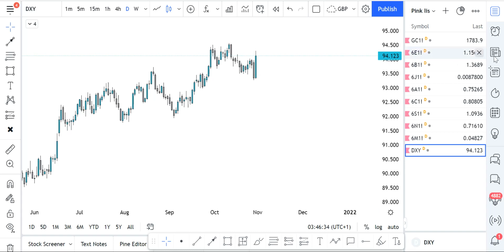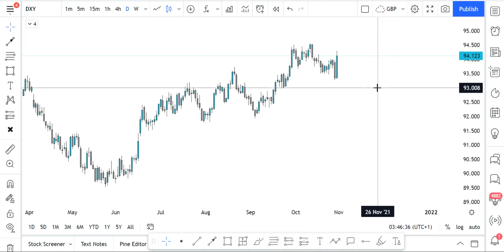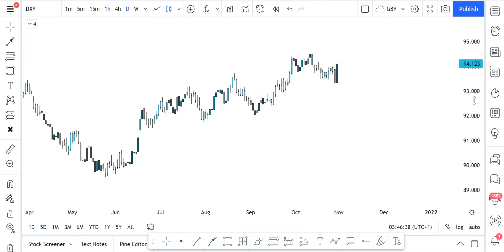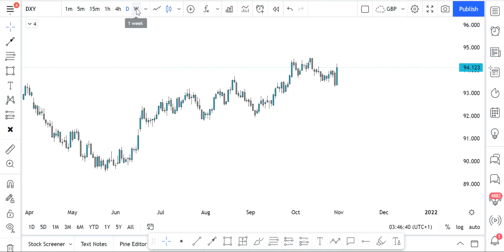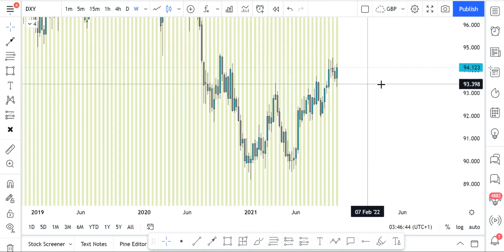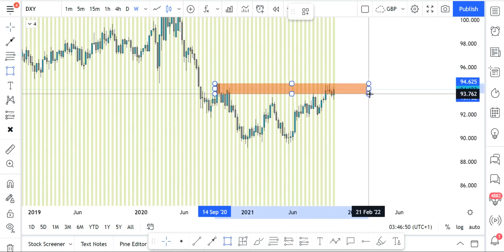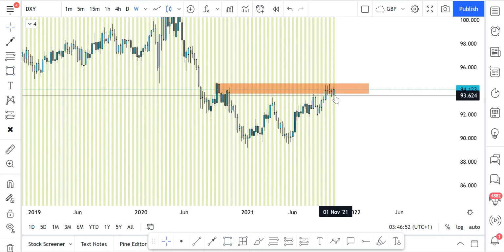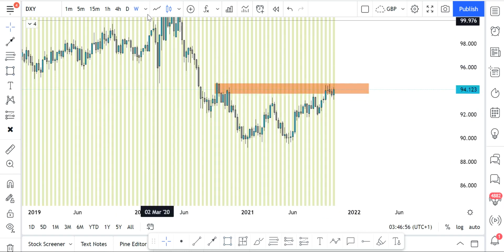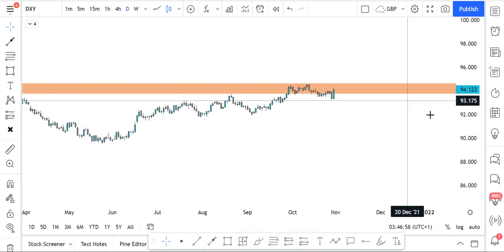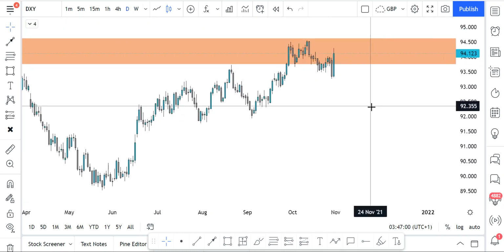Now let's get started. The first pair we're going to start with is the dollar index, which is the DXY. Let us start with the weekly time frame. What can we see from the weekly time frame? We can see that price has been able to successfully tap into a supply zone. Previously, we saw some reaction, and now we are seeing that price is coming back to test that region.